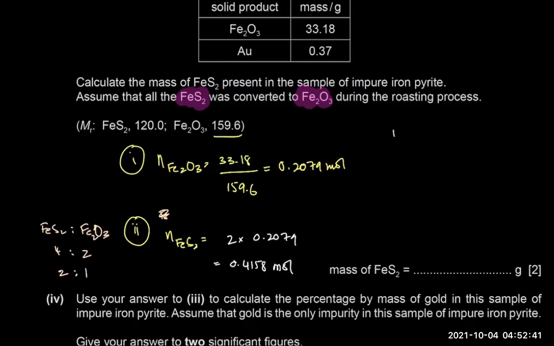And now the last thing we have to do is find the mass, right? We know the number of moles is the mass over the molar mass. 0.4158 times the molar mass, 120. And that's equal to the mass. So क्या आ रहा है mass?